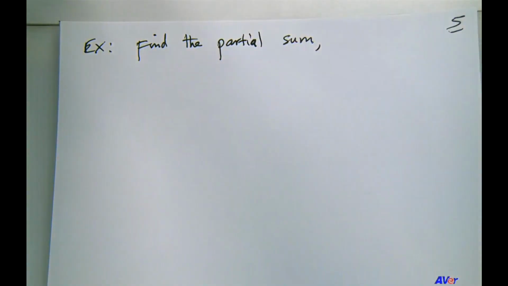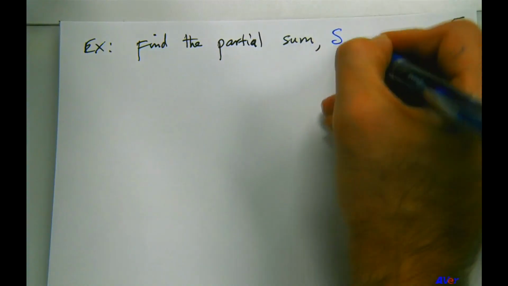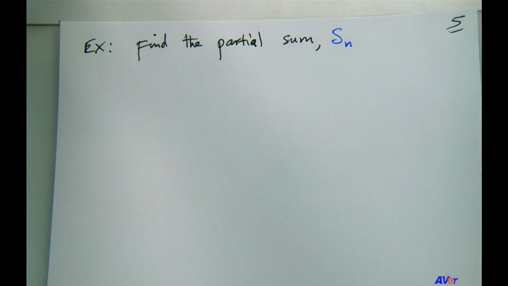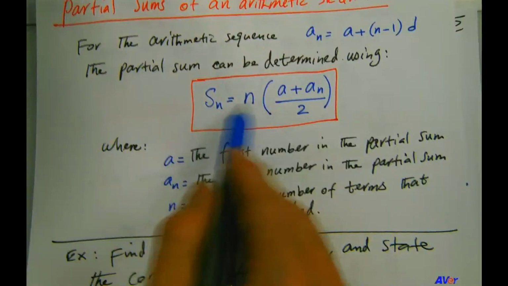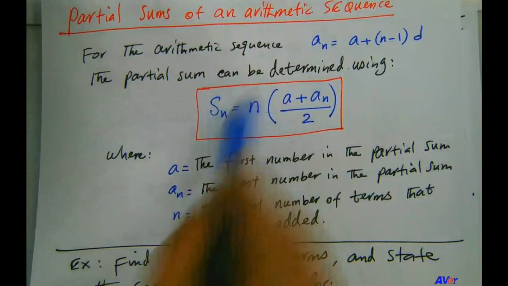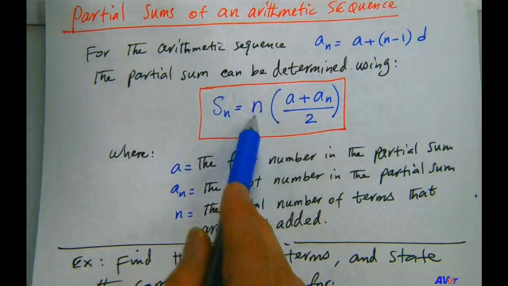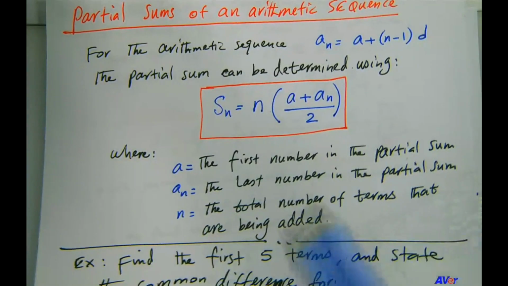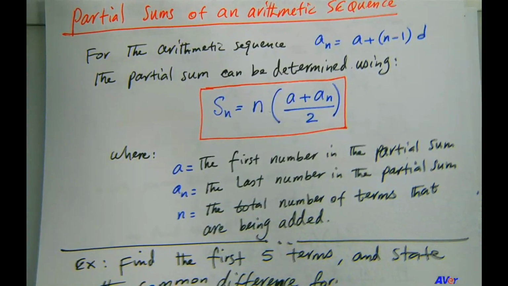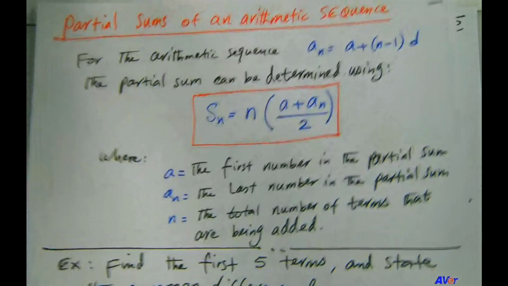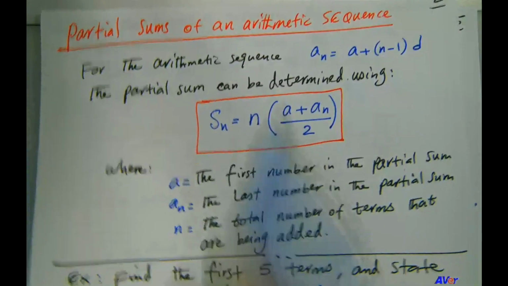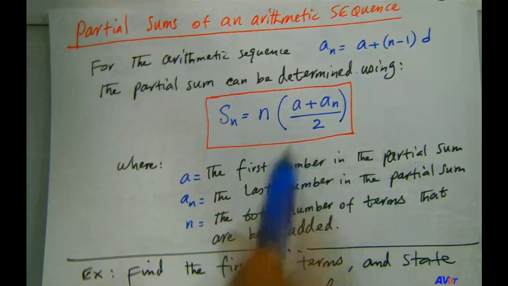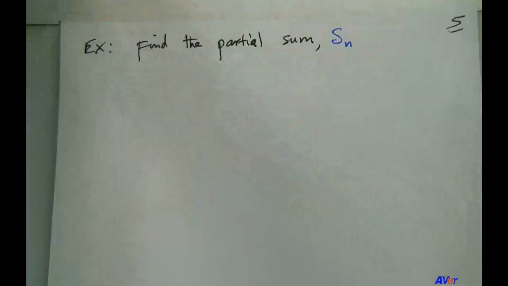So this time we want to find the partial sum, which means we're going to use this formula, right? Let me bring it back. Just a quick reminder, we're going to use this formula. This is the formula for the partial sum of an arithmetic sequence. Every different sequence will have its own formula for calculating the partial sum. Okay, this formula applies only to arithmetic sequences.